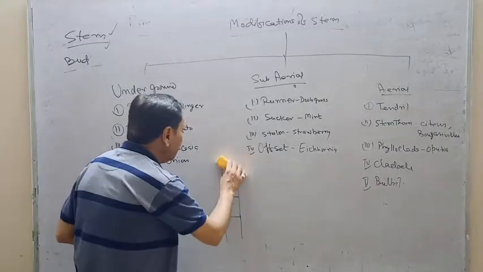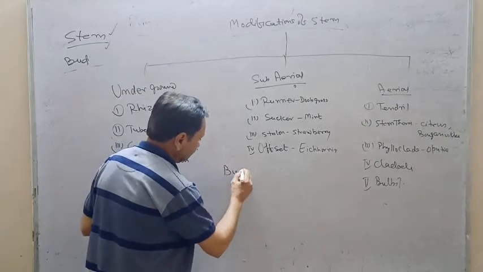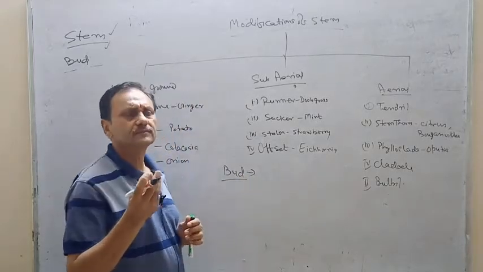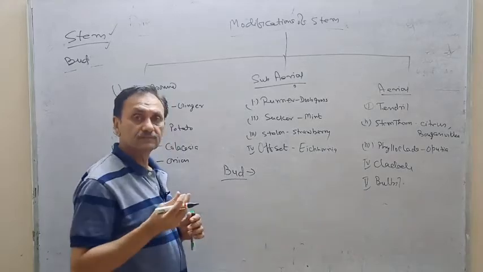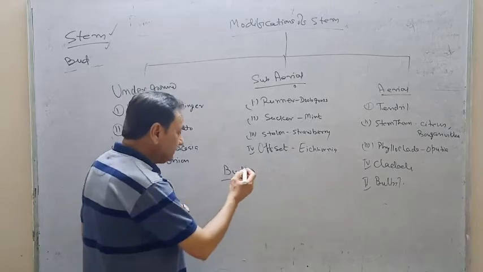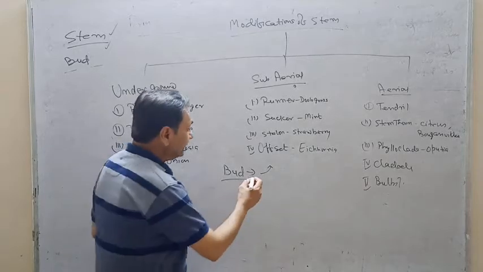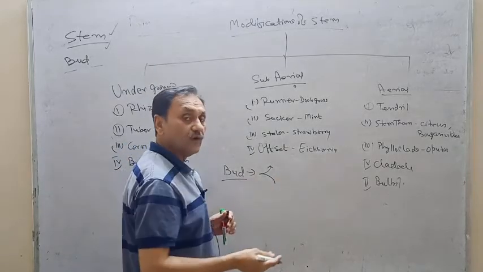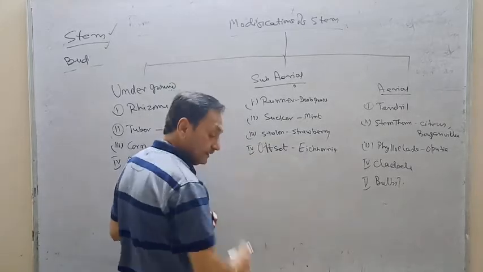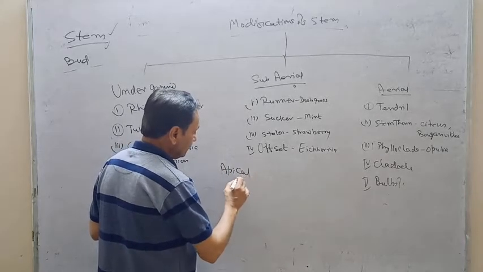Now, before studying this modification, we will have to discuss how many types of buds there are. Basically, a bud is a compact leaf part, or leafy part. If it is responsible for forming a leaf, that is called a vegetative bud. If it is responsible for modifying into a flower, that is called a floral bud. On the basis of location, a bud may be apical or lateral.